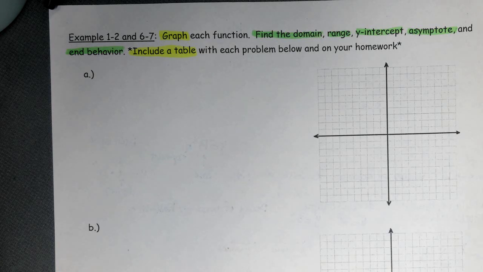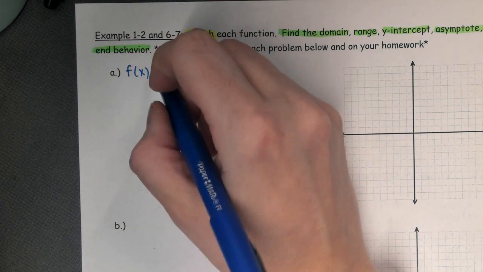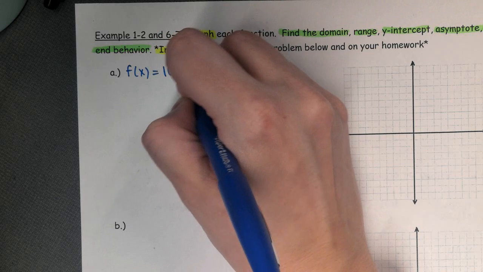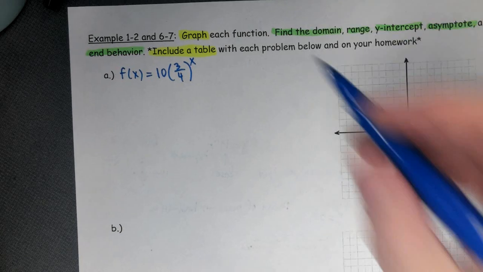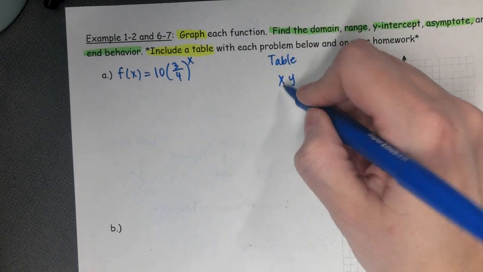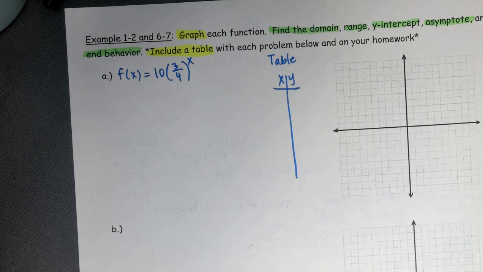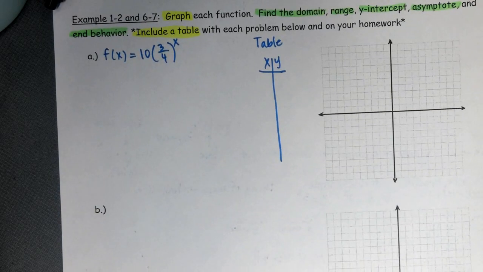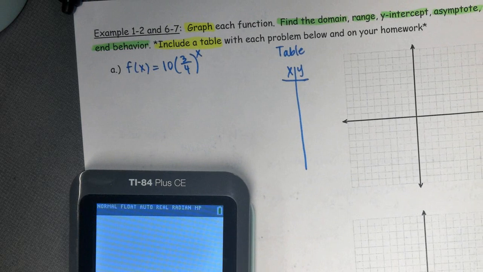All right, so for the first one, A is f of x equals 10 to the 3/4 to the x power. And then we're going to have a table. I guess technically I don't know because I haven't done it yet, but maybe you have two parts to it.